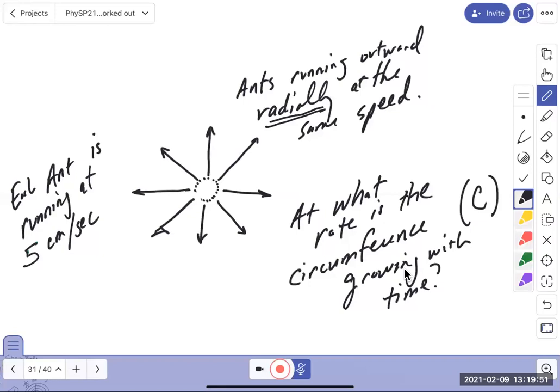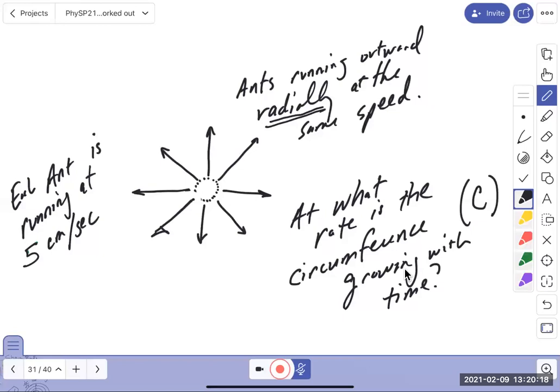So here's the question. If this is what's happening, you see all the ants, they're all running away from the sugar water, all radially out. I know how fast each ant is running, but the question is, how fast is that circumference of the circle getting bigger? That's what I want to know. How fast is the circumference growing? Not how fast is each individual ant running.